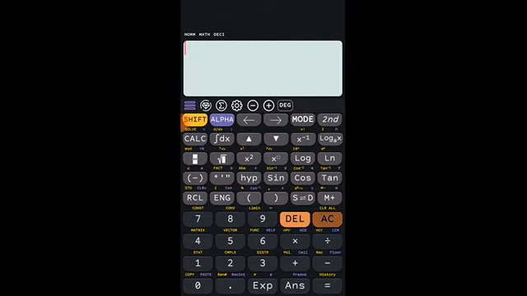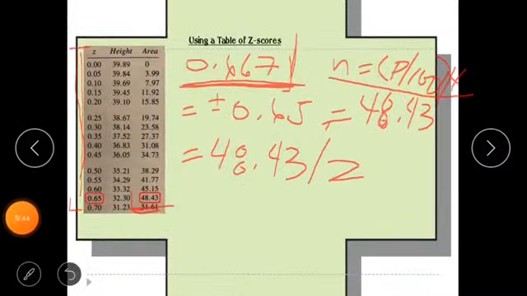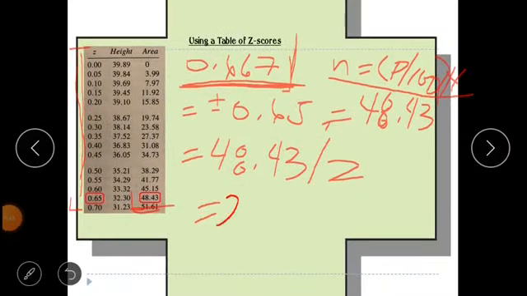Okay, yung calcu natin is, ano ba yung area ng 0.65? So, 48.43 divided by 2. So, meron tayong 24.215. Okay, so, ang sagot dyan is 24.215, yung half ng 48.43.